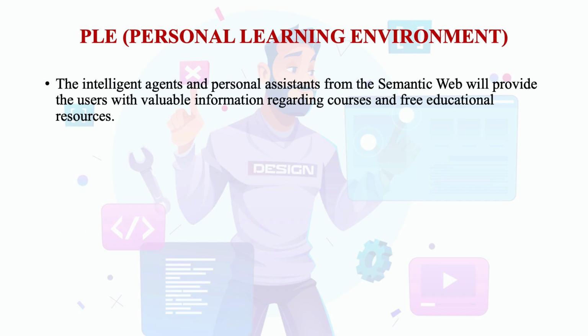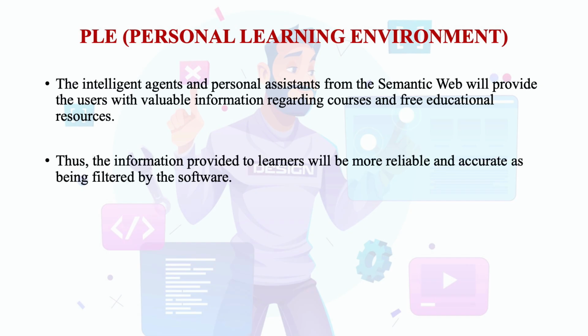The intelligent agents and personal assistants from the semantic web will provide the users with valuable information regarding courses and free educational resources. Thus, the information provided to learners will be more reliable and accurate as it is filtered by the software. So here this is not just a string search, but it is based upon a software agent search.